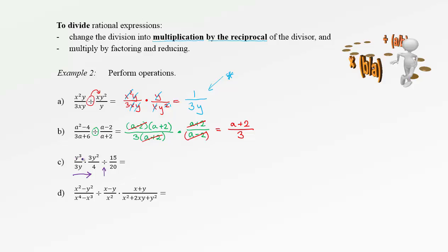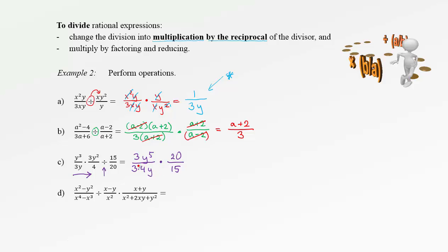So let's combine these two numerators. That will be 3, and there's y squared and y cubed, so it's y to the 5, over 3 times 4 times y. We can write this in a factored form. We don't need to multiply. 3 times 4 times y. Okay, now we need to change division into multiplication by the reciprocal. So in the numerator we have 20, in the denominator 15.